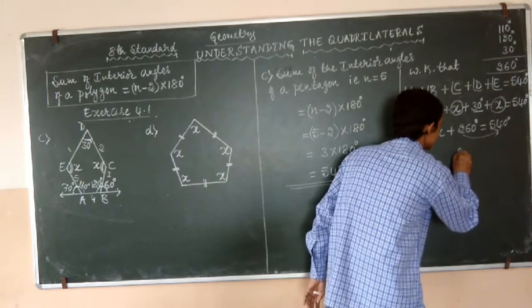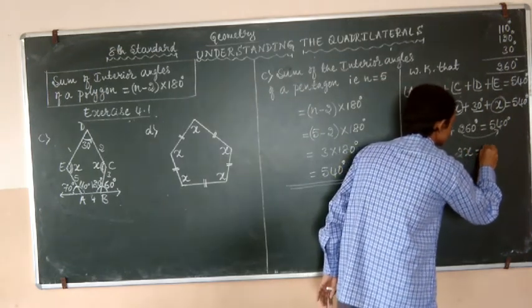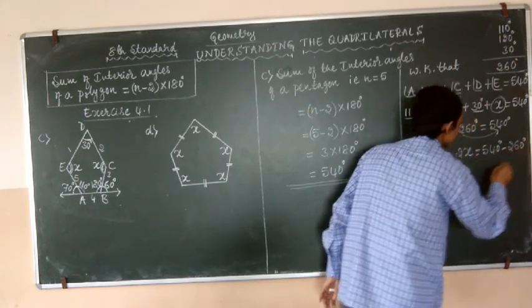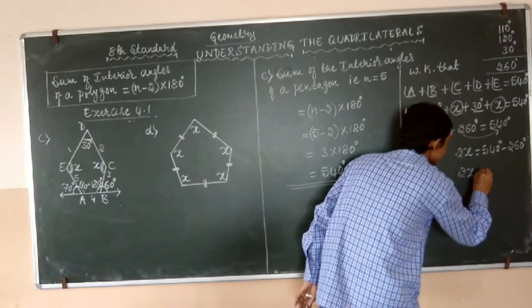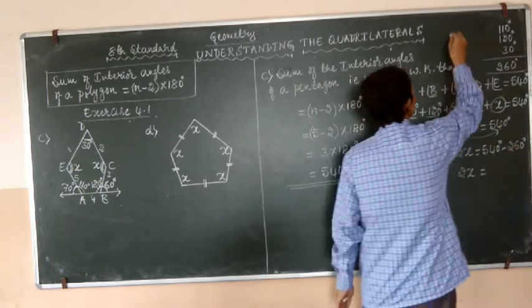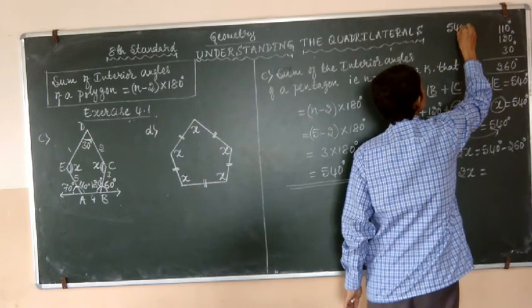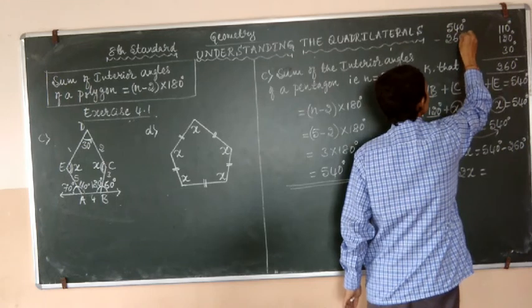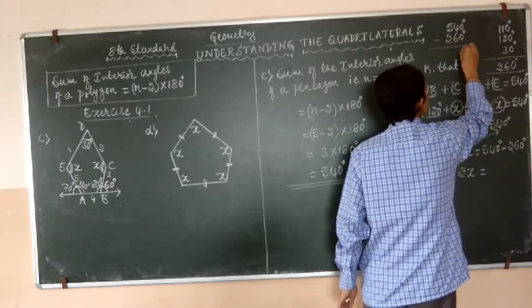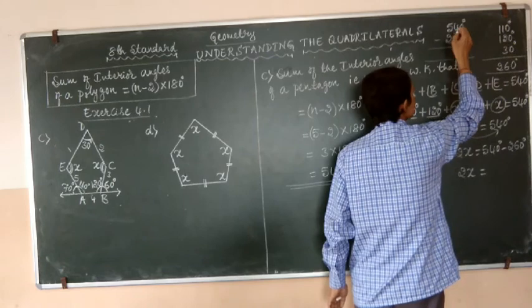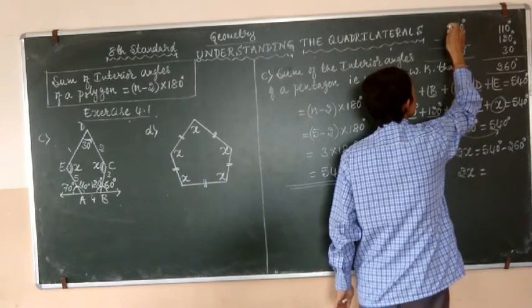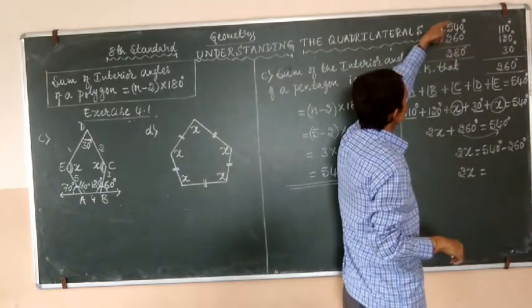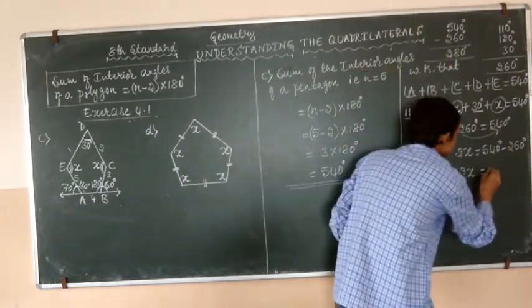It becomes 2x equals 540 degrees minus 260 degrees. So 2x equals 540 minus 260. 14 minus 6 becomes 8, 4 minus 2 is 2, so 280.